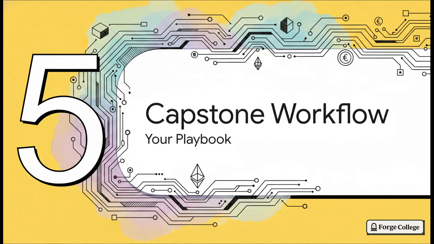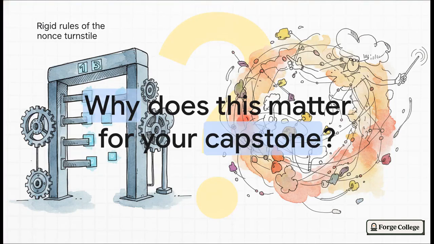outcomes. Last up, Section 5, Capstone Synthesis Workflow, your playbook for the capstone. So we've covered a lot of the mechanical theory, but let's shift gears to application. I have to ask the obvious question here. Why does all of this actually matter for your capstone?